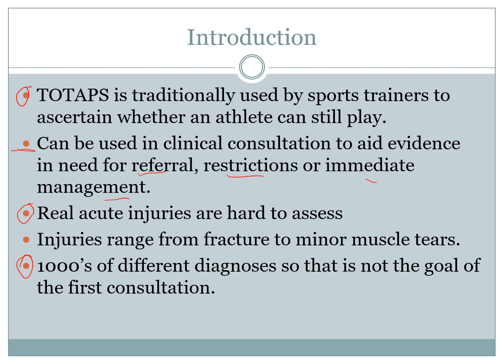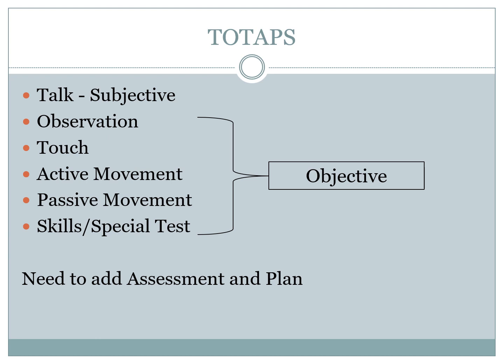So TOTAPS itself is obviously an acronym, and it stands for talk, observation, touch, active movement, passive movement, skill test, which also can be coupled with special tests when you're trained. So this is broken down to your general consultation, where you have a mixture of subjective data, objective findings, and then you'll need to make an assessment and come up with a treatment plan thereafter. From here, we're just going to break down each one of these areas and highlight a few things that you can look for in order to optimize the evidence that you obtain for your patient.